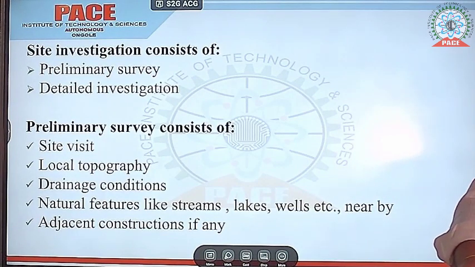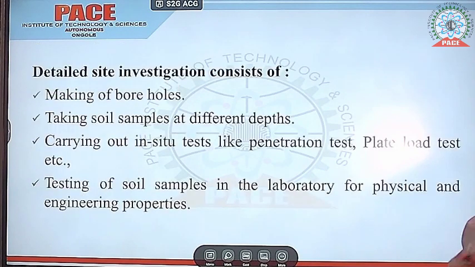Mainly, the site investigation consists of a preliminary survey and detailed investigation. The preliminary survey consists of a site visit, local topography and drainage conditions, and natural features like streams, lakes, wells, etc., and adjacent constructions, if any are there. So these are the preliminary survey to be conducted.